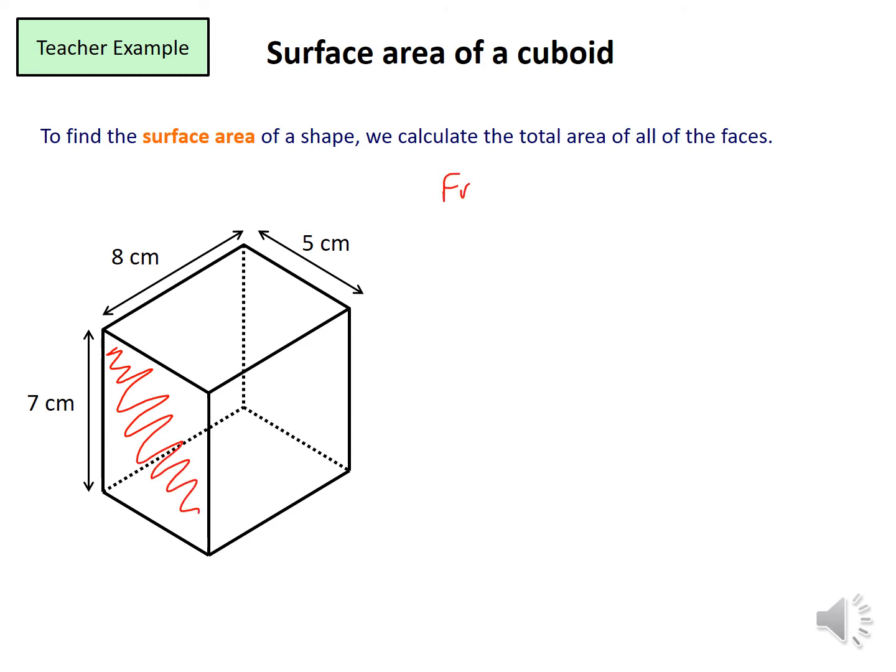So the front area equals the length, which is here, to be 5 centimeters, because the width is 5 centimeters. 5 times 7, and that will give us 35 centimeters squared. The side, let's take this side here.